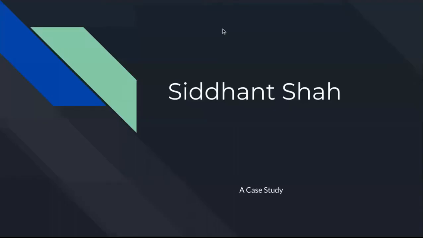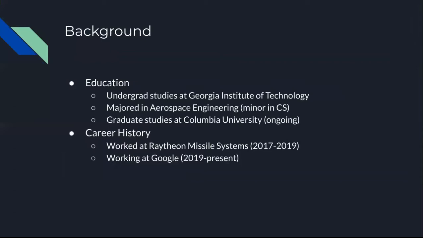Hey, fellow kids. You can call me Sid, and I work at Google on search quality. I have prepared a few things to introduce myself, and I'll just jump into them. Educational background: I did undergraduate study at Georgia Tech. I actually majored in aerospace engineering, and I currently have graduate studies going on at Columbia University, though I'm wrapping those up this semester. In terms of career history, I worked at Raytheon as soon as I got out of college, and now I've been working at Google for the past few years.